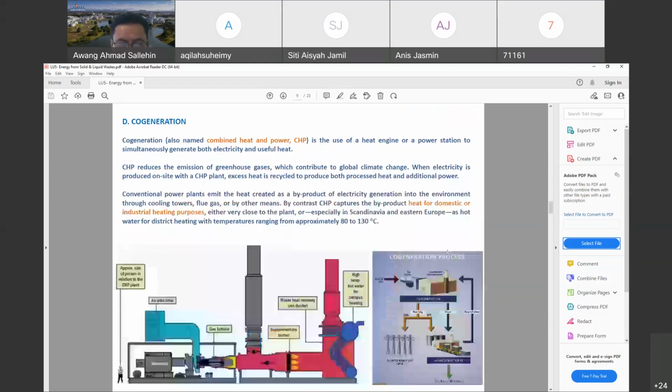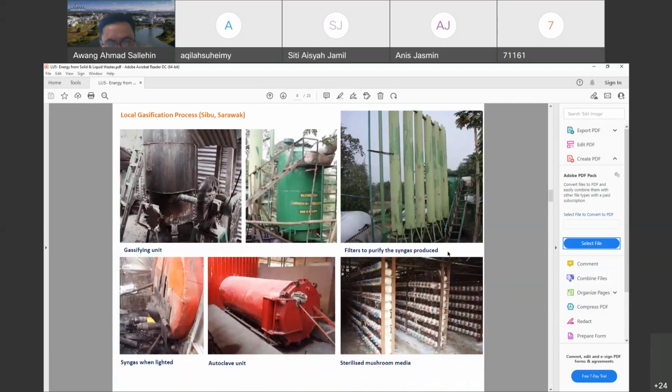Right. So next, these are some of the local gasification process available in Cebu. Cebu is very famous for timber industries. Okay, so they have abundant sources of lignocellulosic biomass. So they have these gasifying units available. Okay, and then a filter to purify the syngas produced, and then the syngas when lighted is connected to an autoclave unit, and also some sterilized mushroom media is available in the local gasification process. Okay, so this is something interesting, a small scale, but still able to produce something that is value added, and also generating heat and energy.